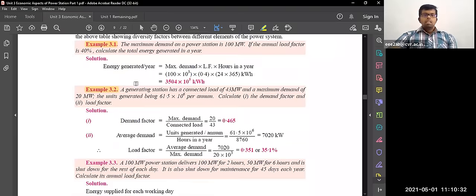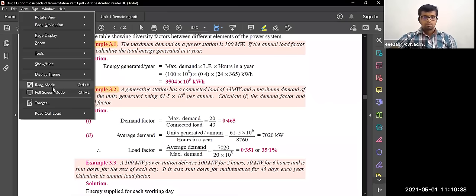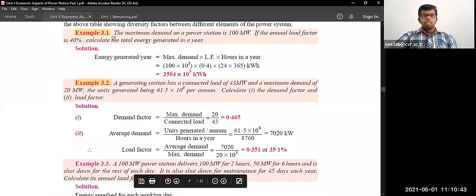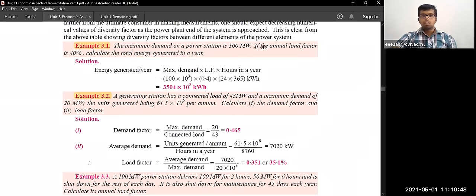In this problem, so what is given here in the problem? The maximum demand on the power station is 100 megawatt. If the annual load factor is 40 percentage, calculate the total energy generated in the year. So what is given here? Maximum demand on the power station is given. Annual load factor is also given in percentage. So they are asking to calculate the total energy generated in a year.